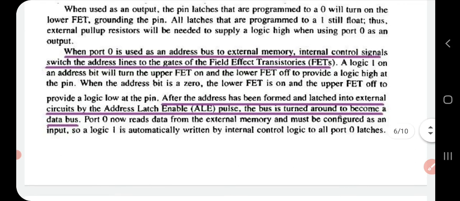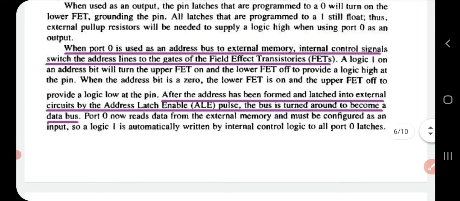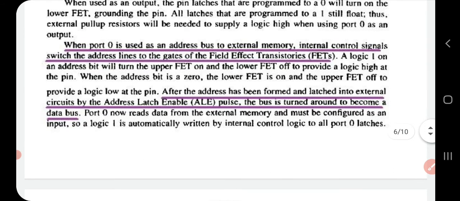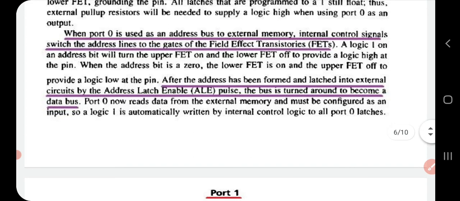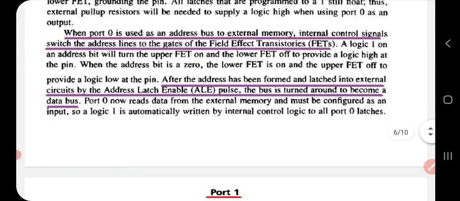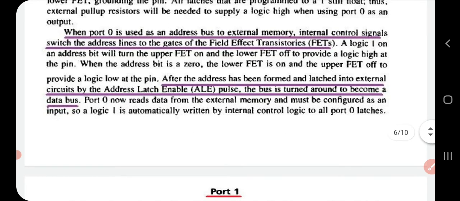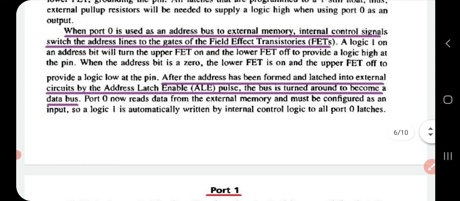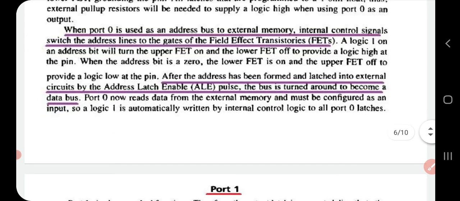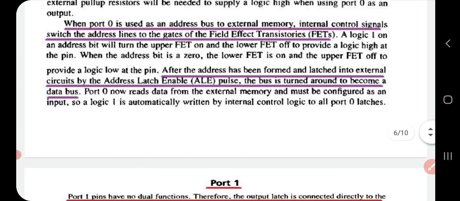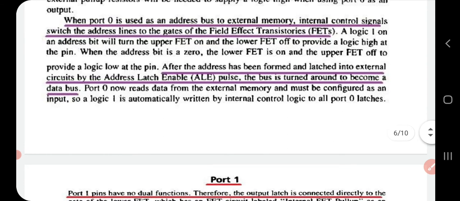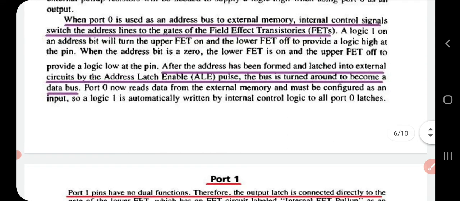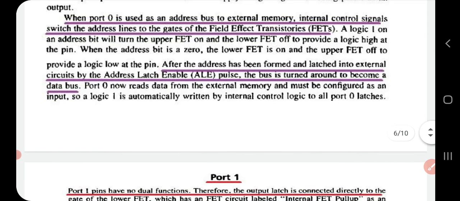In such cases, the internal control signals will switch the address lines to the gates of the FET. A logic 1 will turn the upper FET on and the lower FET will be off. And this will provide a logic high. FET will be on and the upper FET will be off, and this will produce a logic low at the pin. That is, now the pin which was at logic high has become logic low.